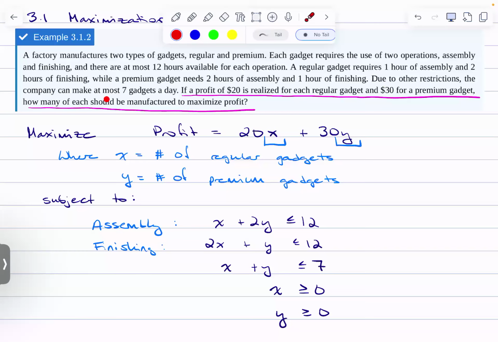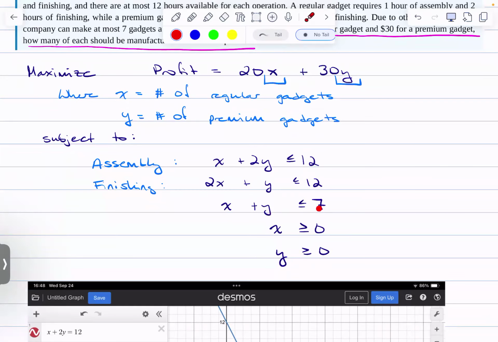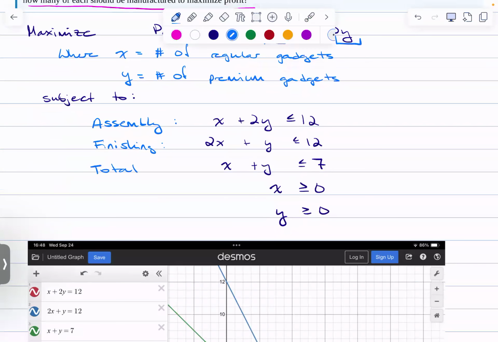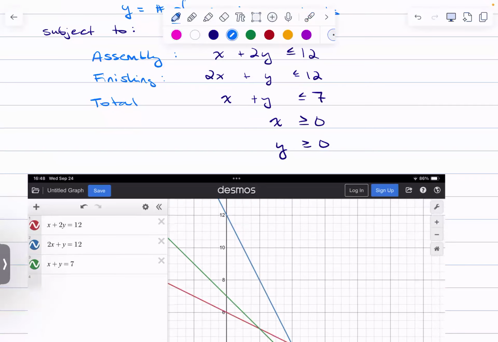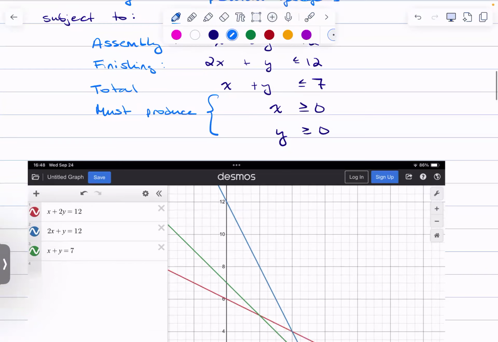Due to other restrictions, the company can make at most 7 gadgets a day. Right? Doesn't matter, regular, premium. So then X plus Y must be less than or equal to 7. And so this is the total. We also have this constraint here, right? I need to produce a positive number of gadgets, right? Or 0. I'm allowed to do 0. Yeah, that's an option. And must produce a positive number of gadgets.